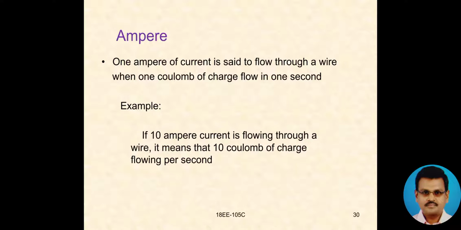Example, if 10 ampere of current is flowing through a wire, it means 10 coulombs of charge are flowing per second. If it is said that 10 ampere current is flowing in a particular conductor or particular wire, then it means that 10 coulombs of charge are flowing per second.